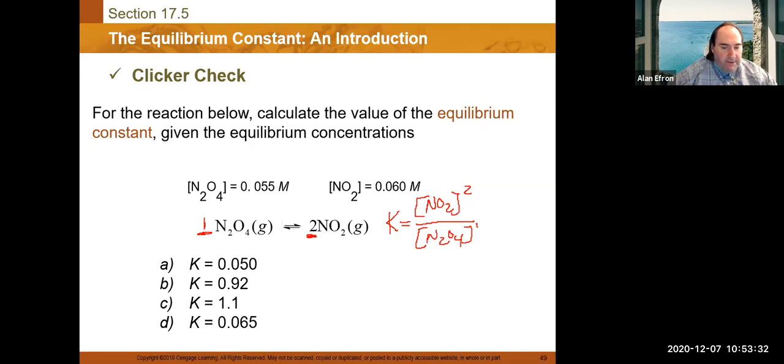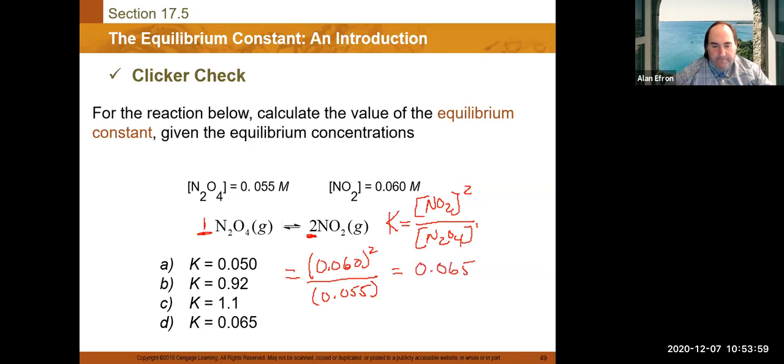At that point, since these are equilibrium concentrations, we basically just plug and chug it into here, and that would get us on top there, 0.06, again, squaring it, divided by our 0.055, and I believe we wind up with, looks like 0.065, which looks like D, perhaps. Any questions on that calculation there?